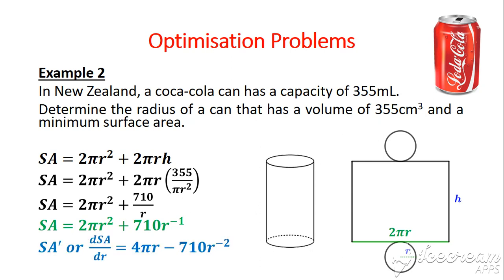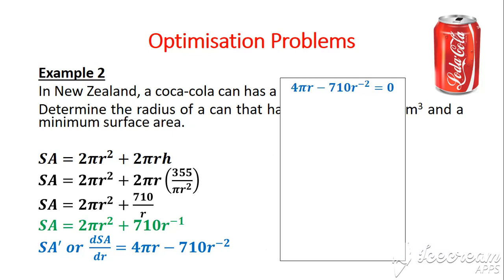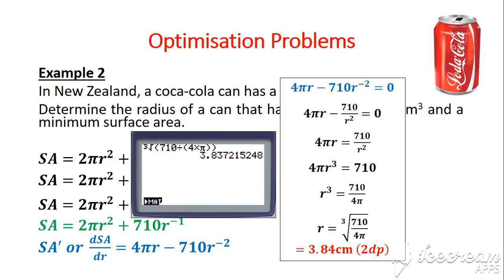And this now is our formula for the surface area, and it's only got one variable, which is r. So let's now differentiate it to get this function, 4 pi r minus 710 r to the power of negative 2. Now we can put the gradient rule equal to 0, and I'm not going to go through the rest of the algebra on this video. You're welcome to pause the video and stop it, but we finally get an r value of 3.84 centimeters.